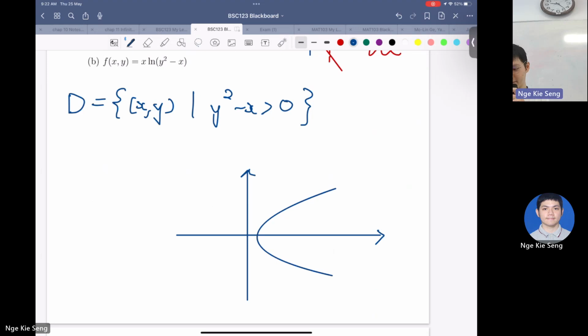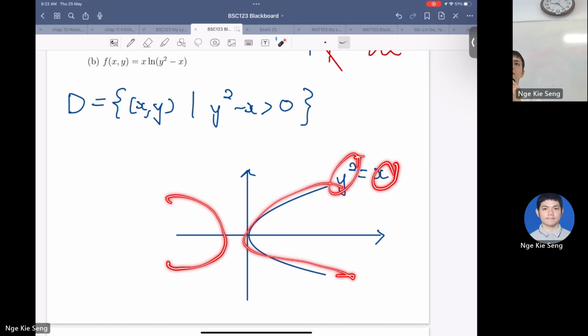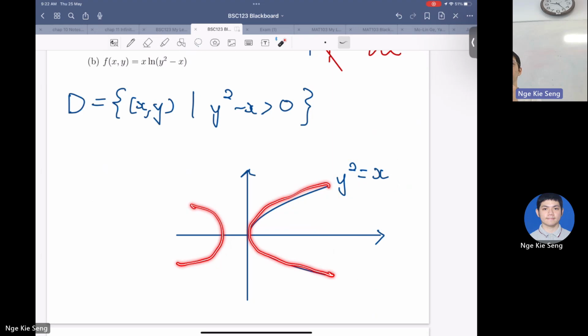Okay, so this is the shape. Okay, y square equals to x. Make sense or not? Y square equals to x, because when you square y, right, you get positive x. So positive x is on this side. Negative x on the other side. So y square minus x is all positive on this side.